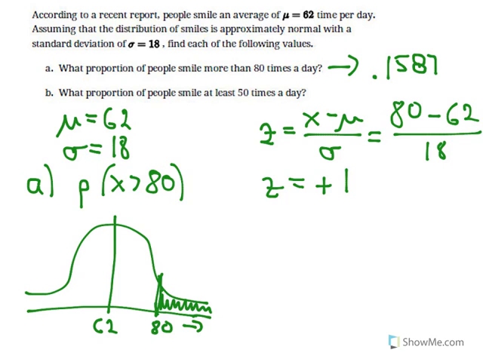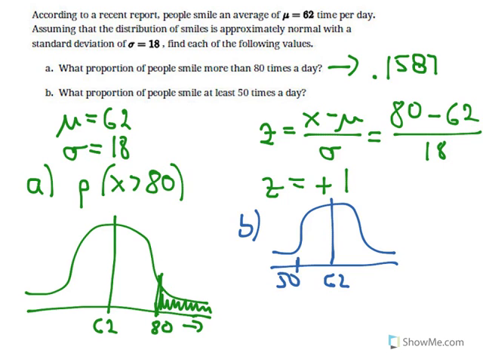For B, it is very similar, only if you do the rough draft, you will see that we still have the average of 62, but now we are looking for the proportion of people that smile at least 50 times a day. So 50, if 62 is over here, we know it has to be somewhere over here, right? Because it's smaller than 62.